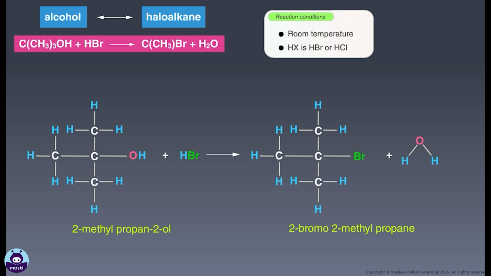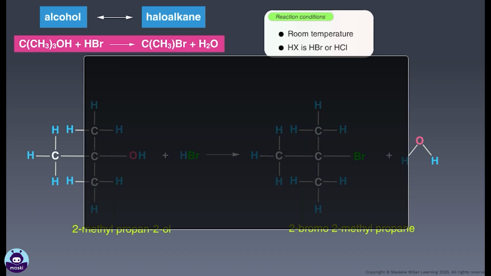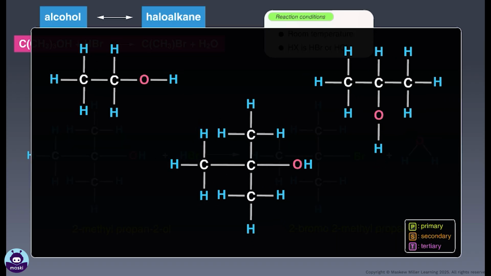The alcohol that is used in this substitution reaction has the hydroxyl group attached to the central carbon, which is attached to 3 other carbons. This is a tertiary alcohol and quite reactive. Alcohols are classified as primary, secondary, and tertiary, depending on the type of carbon atom to which the hydroxyl group is attached.